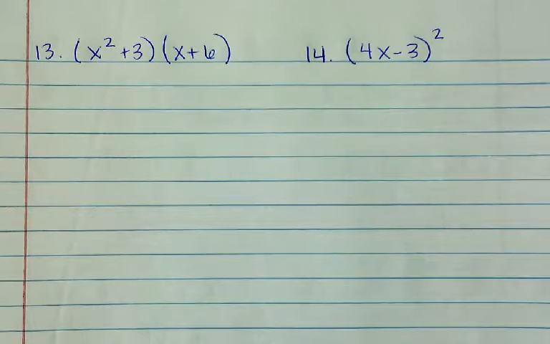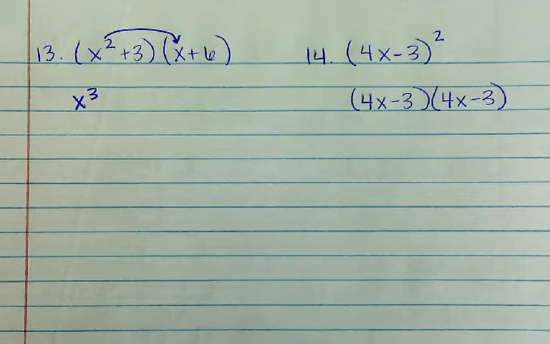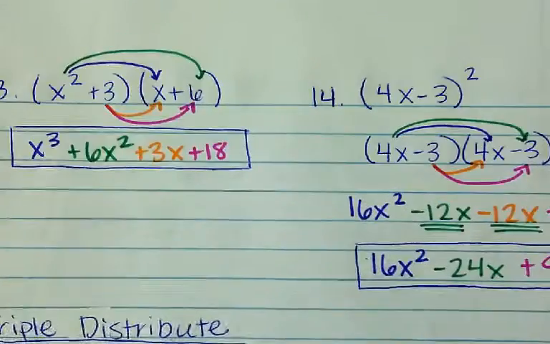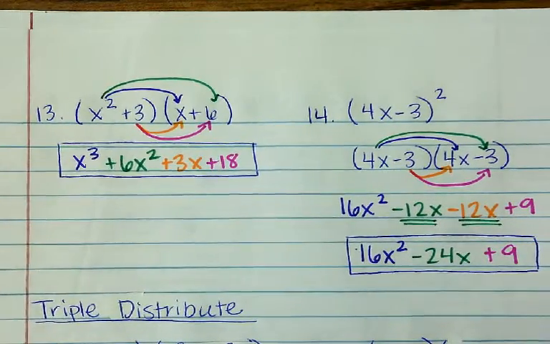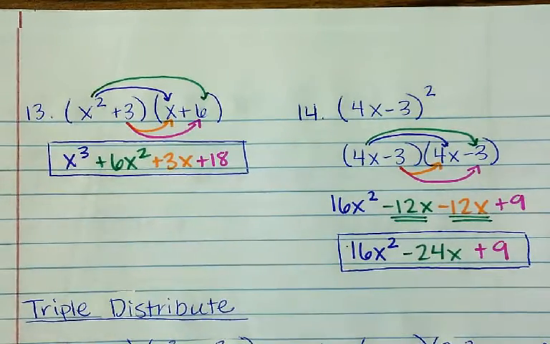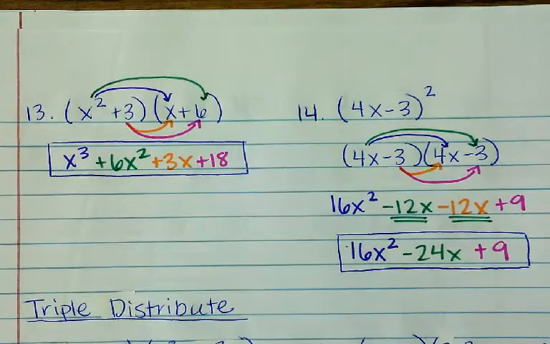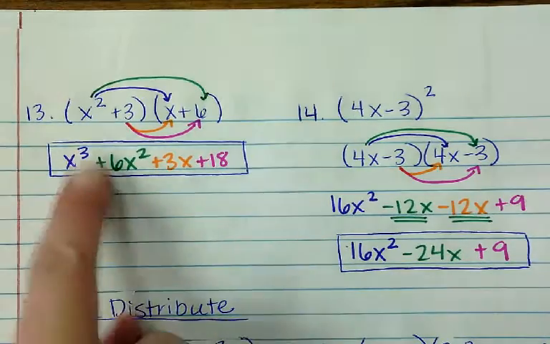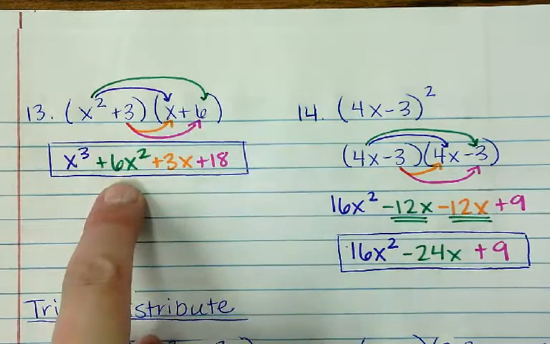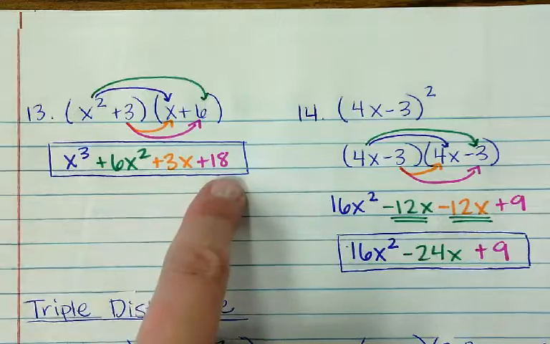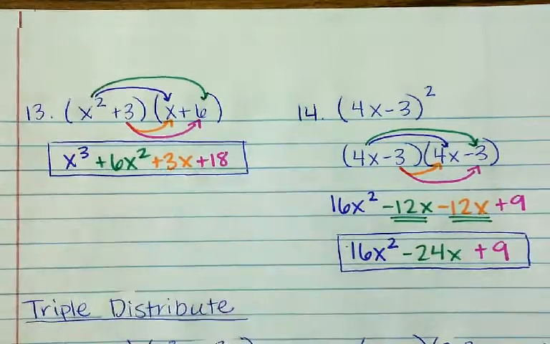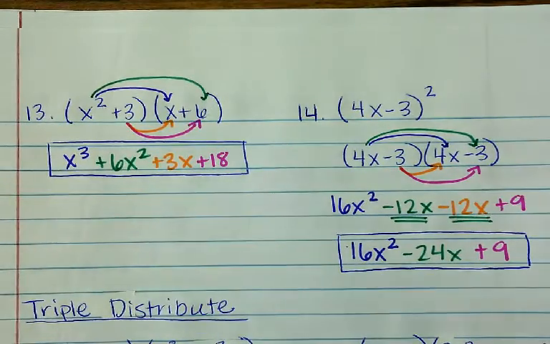So when we're looking at these, what I want you guys to see, and I've already kind of written the next ones, but 13 and 14. If you look at 13 here, we're also going to do triple distribution in just a second. When we see x squared times x, that gives us x cubed. X squared times 6 gives us 6x squared. 3 times x is 3x, and 3 times 6 is 18. Now, guys, I did not need to combine these. Remember, I didn't need to combine any like terms because none of my variables matched exactly.